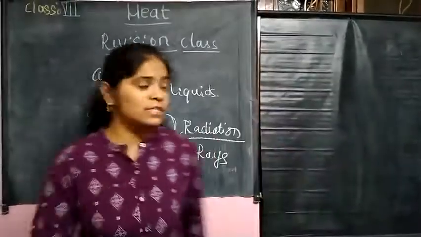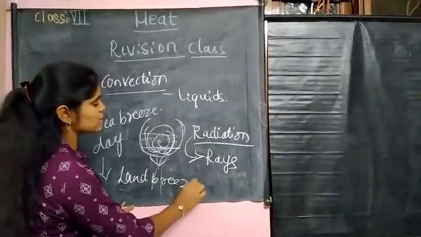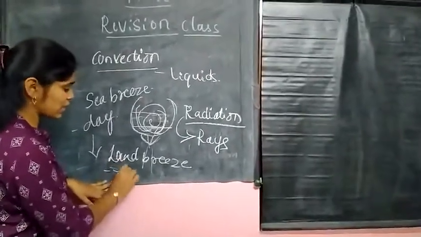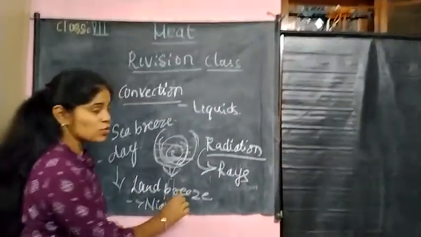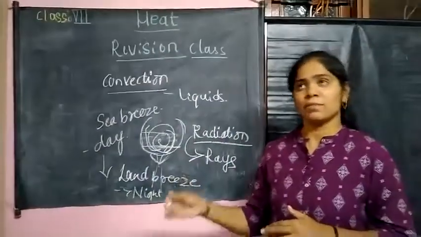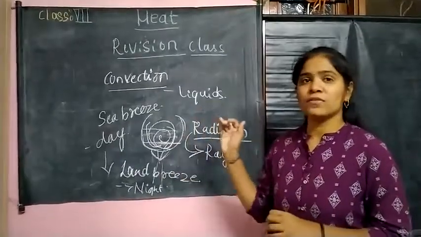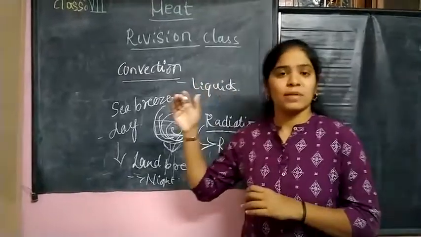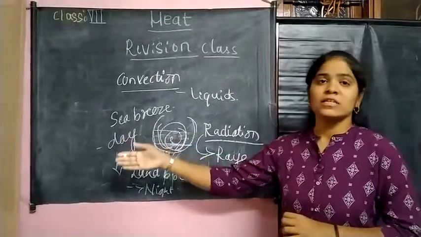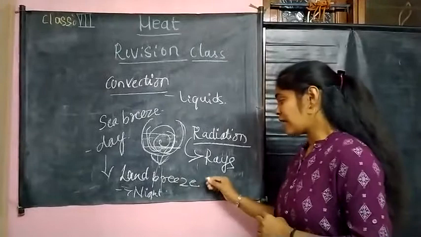The other one is the land breeze. So in this land breeze, you can observe it is exactly the opposite of the sea breeze. It occurs during the night time. Okay. So in this case, what happens? The land gets cooler faster than the water, and the hot air present over the sea moves towards the land, and the cold air moves towards the sea. So this continuous cycle is called a land breeze.